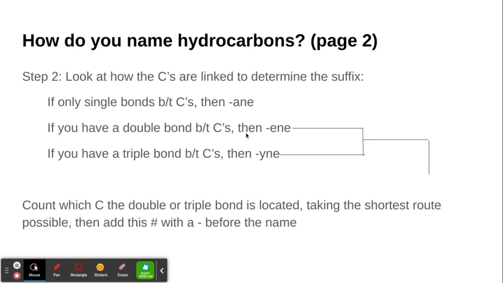Another rule when you have a double bond or triple bond: instead of having that normal, nice single strand of carbons, you're going to have some weird funky stuff going on, so you need to know where that is. In order to do this, you count which carbon the double or triple bond is located on, taking the shortest route possible, and then add this number with a dash, or hyphen I should say, before the name.